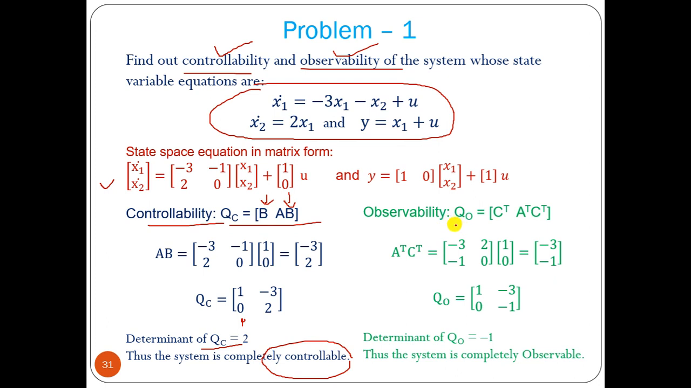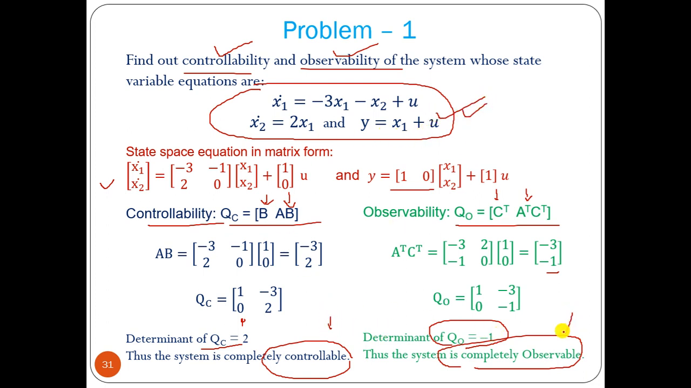Okay, similarly we can go for the Qo matrix, C^T and A^T C^T. A^T C^T equal to what? That is minus 3 minus 1, then 2 0, and C value is 1 0, so it becomes 1 0. Okay, column wise, so it will be minus 3 minus 1, and C^T value is 1 0, minus 3 minus 1, so it will be minus 1 0, so minus 1, so it is completely observable as Qo not equal to 0. Okay, so this system is completely controllable and completely observable. Okay, so that is the problem.